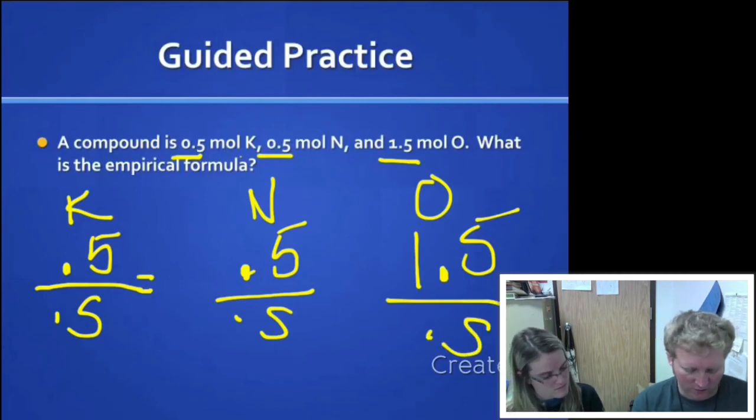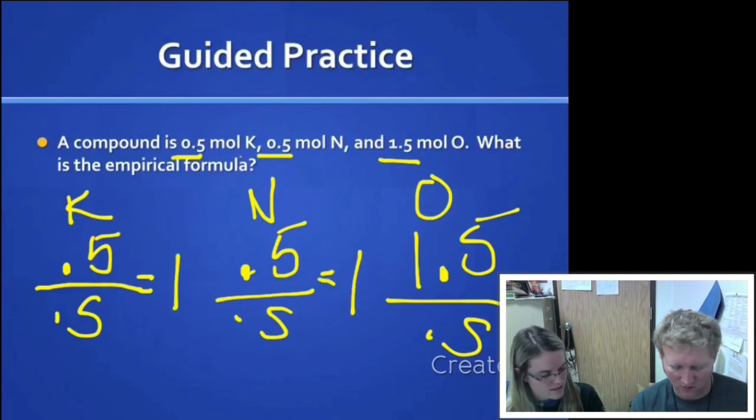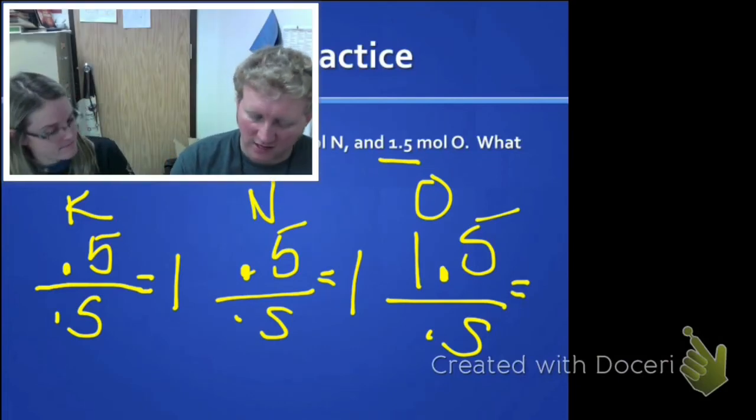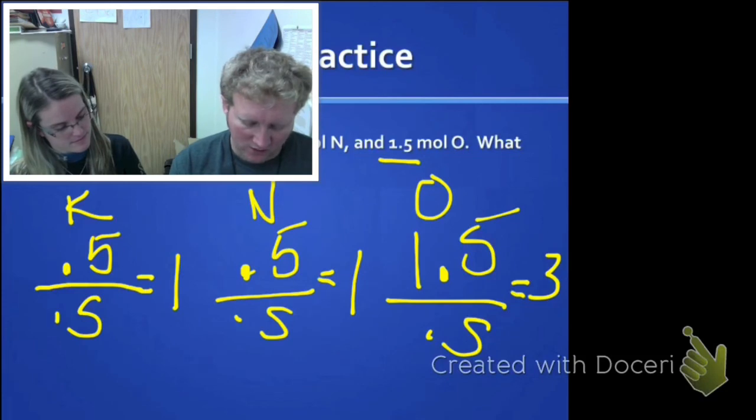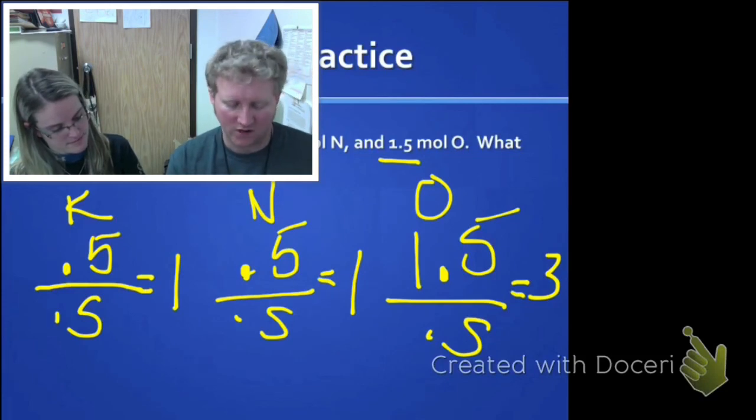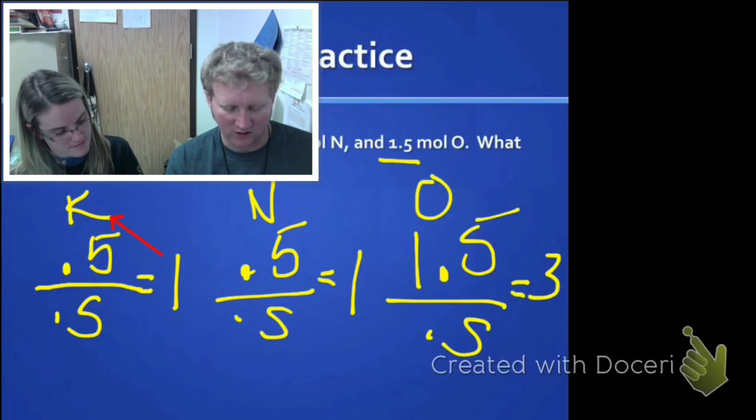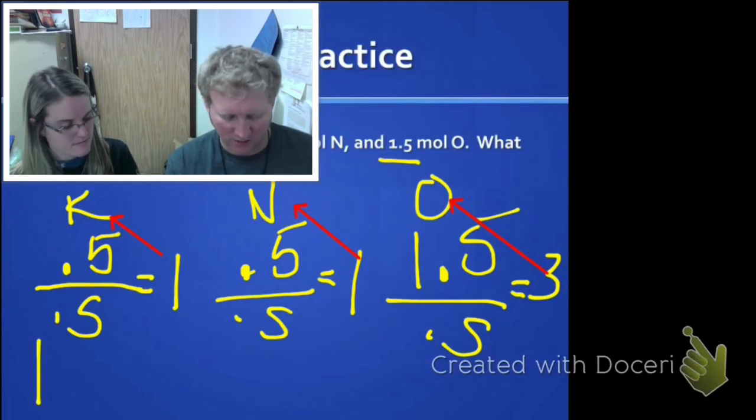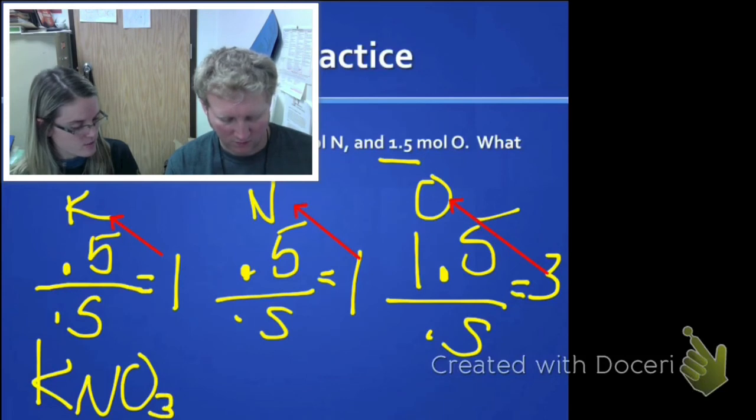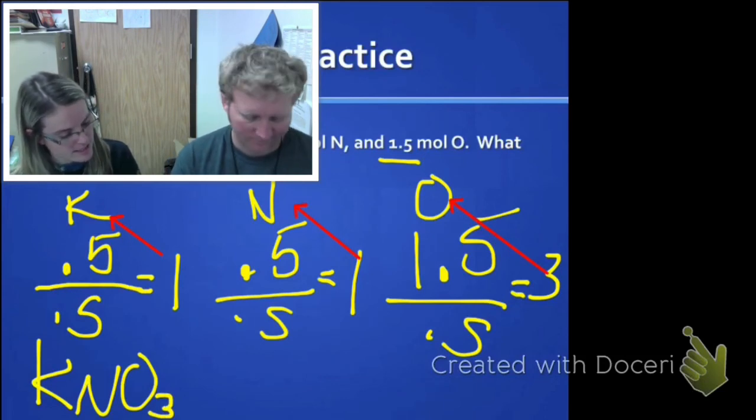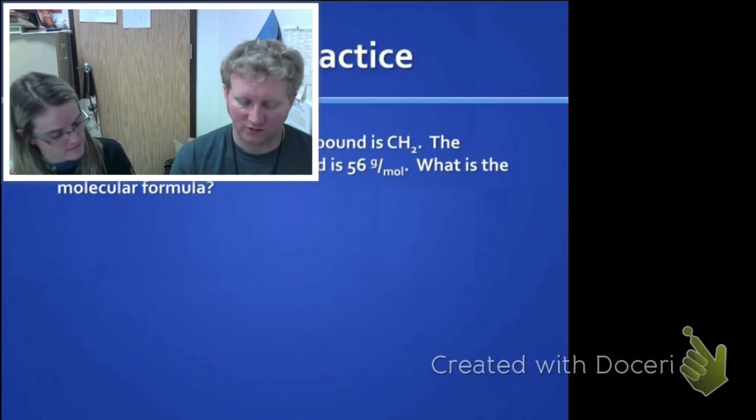So, you want to plug them in real quick. So that'd be 1, and 1, and then 3. All right, so we've got 3. So that means we've got our ratio. We've got our subscripts that we can use for the K, the N, and the O. So we can go ahead and put all those together. It'd be 1 K, 1 N, and then 3 O, so KNO3. Potassium nitrate. Cool. Very good.